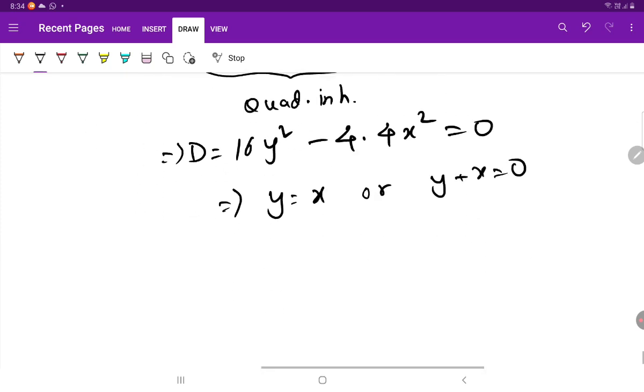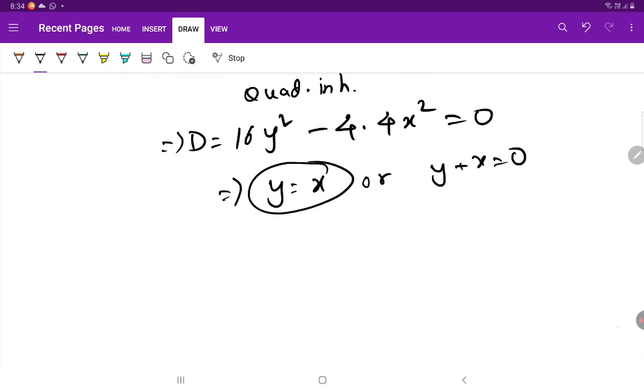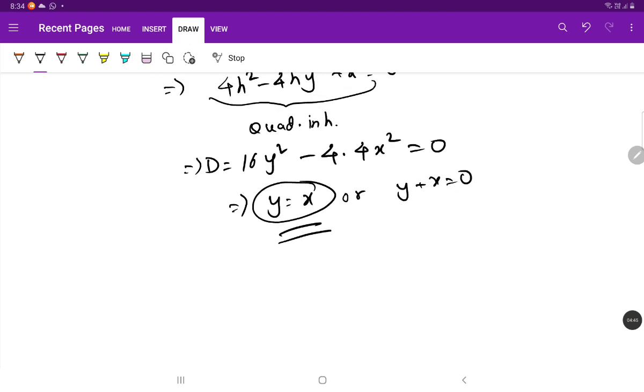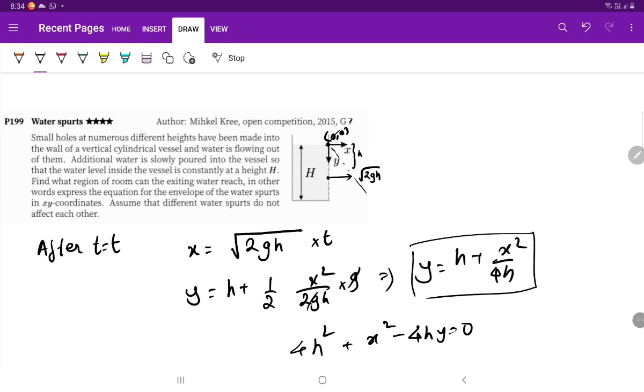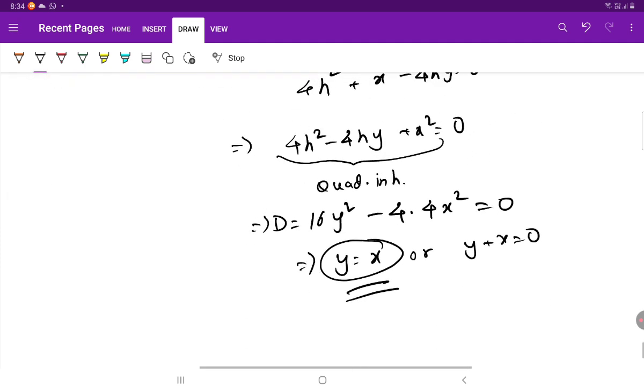So I can say that y is equal to x is the required envelope, and that's the answer to this question. One thing we have to know regarding this question is that if you want to find the envelope, then you have to consider a parameter, and you have to take all real possibilities of that parameter.